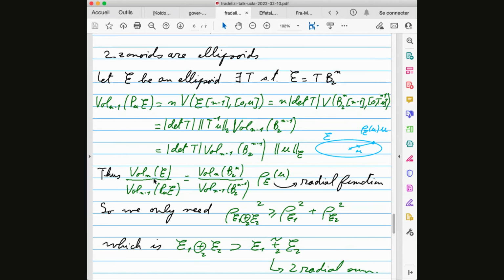The volume of the ellipsoid is just the determinant of T times the volume of the Euclidean ball. You replace it, the determinant of T cancels out, and you just get this constant, which is the same as the constant I had before, which is nice. So this constant C_n times the inverse of this norm, and the inverse of the norm is just the radial function. So here I wrote on a picture what it is. So this quotient that we are interested in is just a constant times the radial function in the direction u.